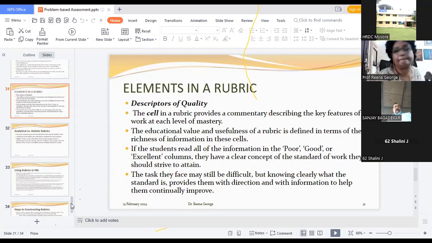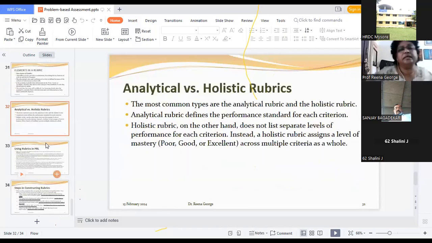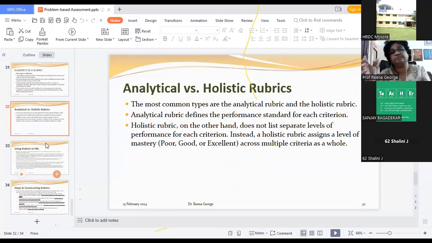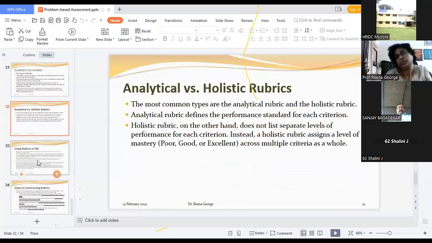Teachers are now very familiar with rubrics, and we are all using rubrics for evaluating teaching practice. So, there are two types of rubrics: analytical versus holistic. An analytical rubric defines the performance standard for each criterion, whereas a holistic rubric just says whether it is excellent, good, or bad. So you can choose which rubric you have to use.